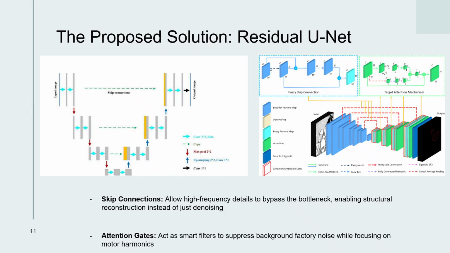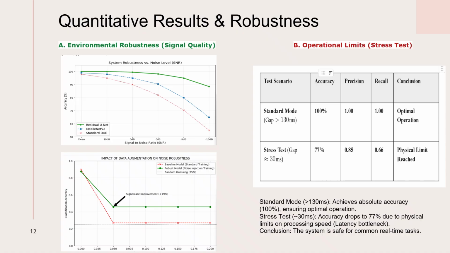However, the factory isn't a quiet hospital room, so if we just copy everything, we copy the noise too. So we added the attention gate. Think of these as cognitive filters, just like how you can focus on my voice while ignoring the hum of the air conditioner. This gate learned to block out random factory noise while letting the rhythmic harmonic pattern of the motor pass through.